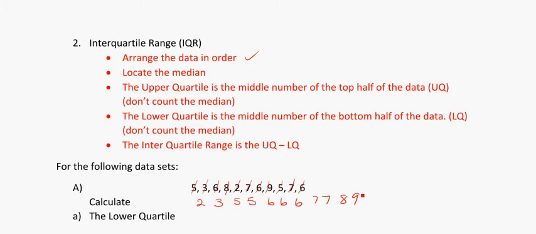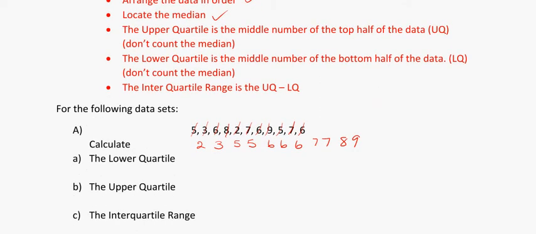Okay, so the next thing you're going to do is locate the median, just like we did before, and we're going to find the middle of that data set. So how many values have we got? 1, 2, 3, 4, 5, 6, 7, 8, 9, 10, 11. So we're going to add 1 to 11, which gives us 12, and divide that by 2, and so it's the 6th data value. 1, 2, 3, 4, 5, 6. So that is our median.